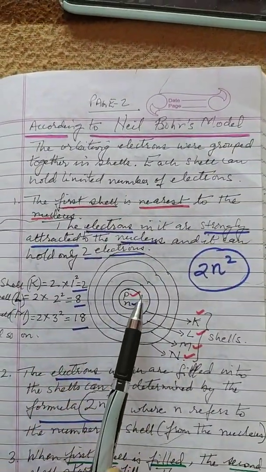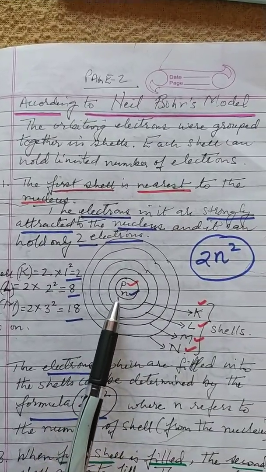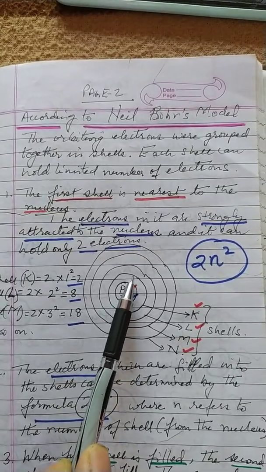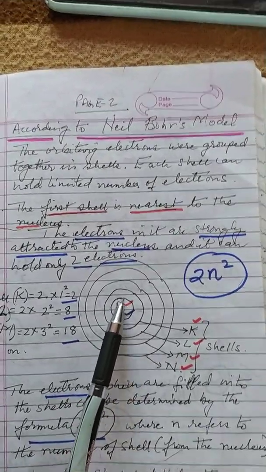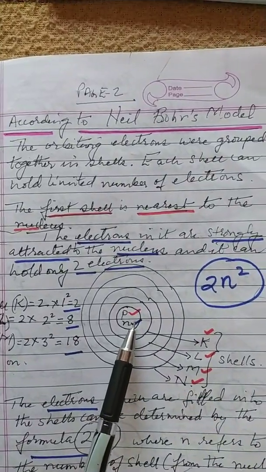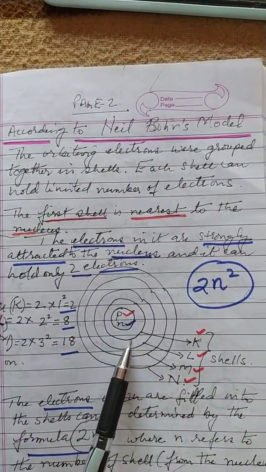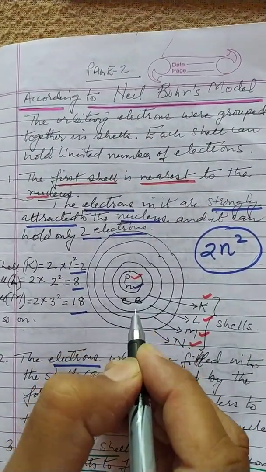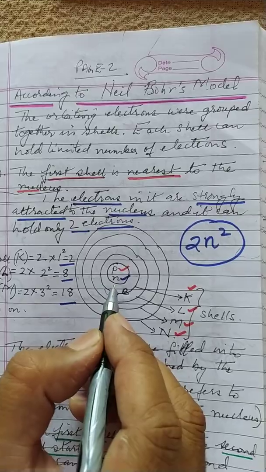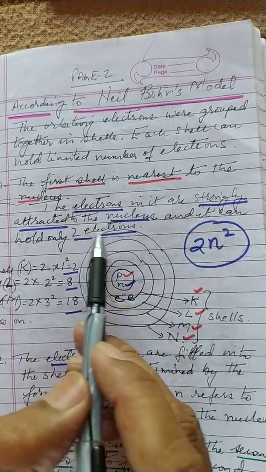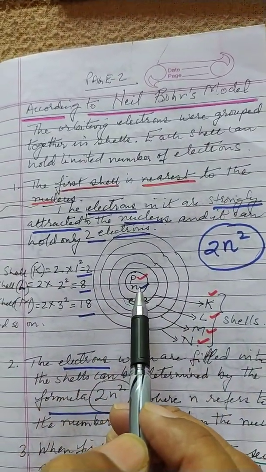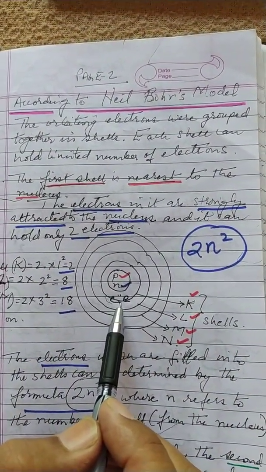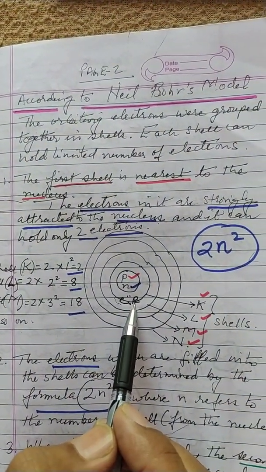The first shell we see here is nearest to the nucleus. This is the nucleus containing protons and neutrons, and the first shell is nearest to it. The electrons that move in this shell are strongly attracted to the nucleus. And the first shell can hold only 2 electrons.